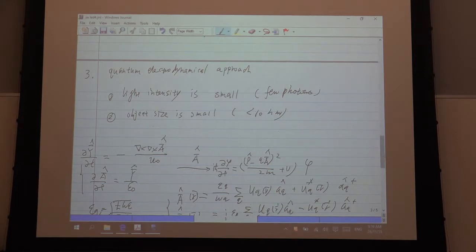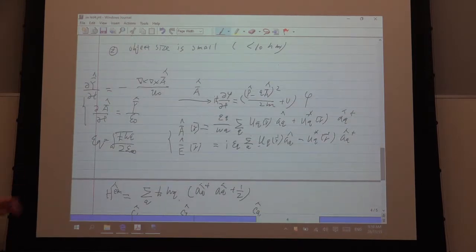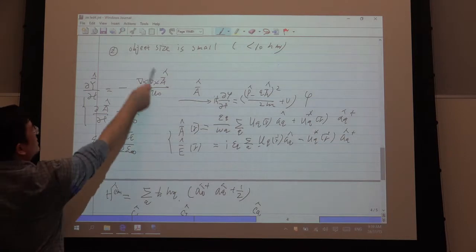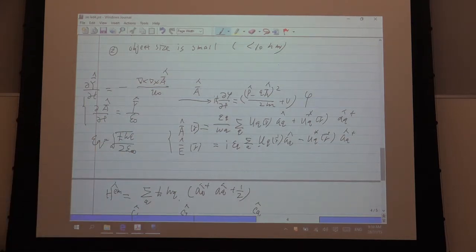So you can see here what the governing equations are. Everything is the same. This is a Maxwell equation. This is a Maxwell equation. This is a Schrodinger equation.